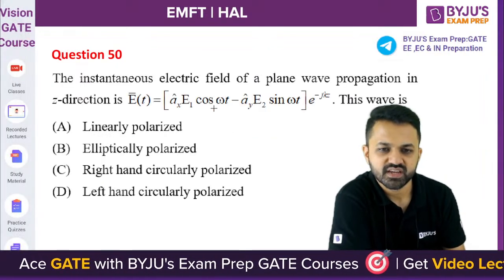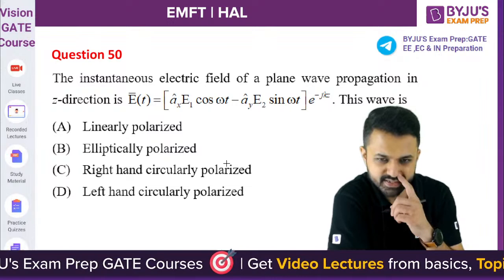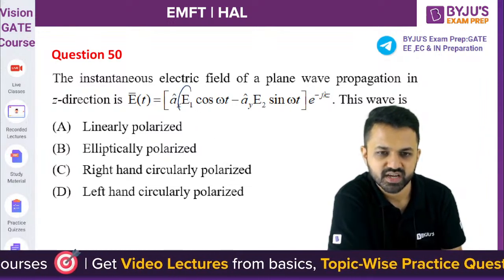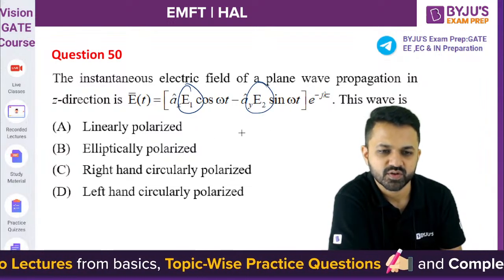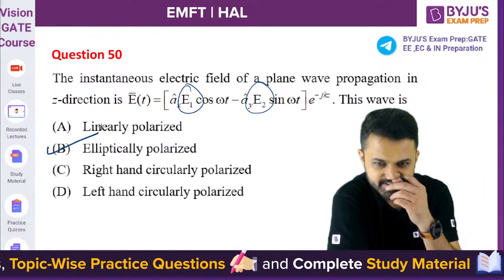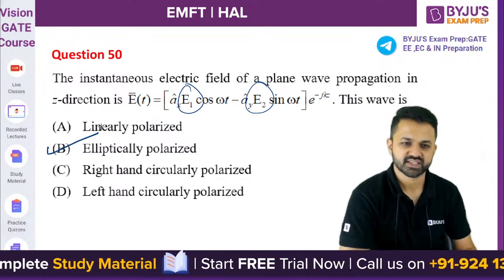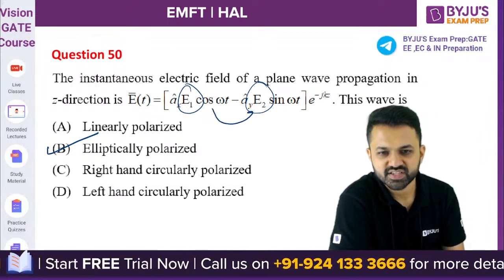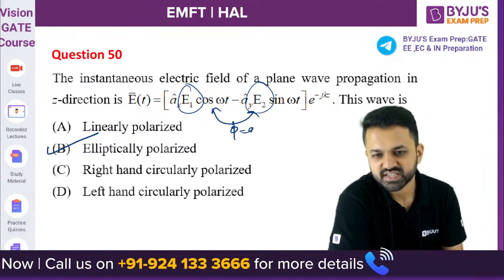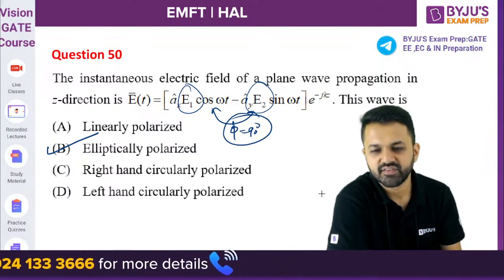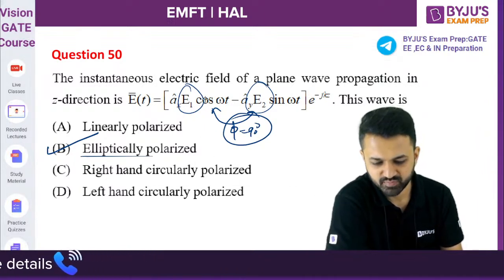Now question number 50, we have to find the polarization. Okay, so to find the polarization, the electric fields have different amplitudes, so it is elliptically polarized. It has different amplitudes, and there is a phase difference, a phase difference of 90 degrees also. The phase difference is 90 degrees, and they have different amplitudes, so it is elliptically polarized.